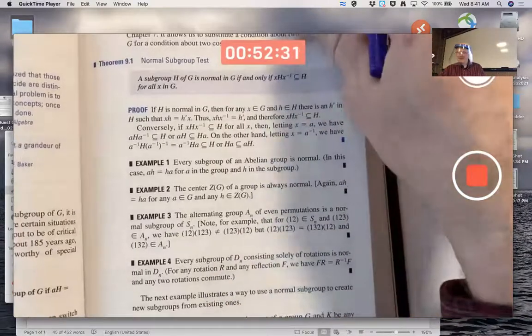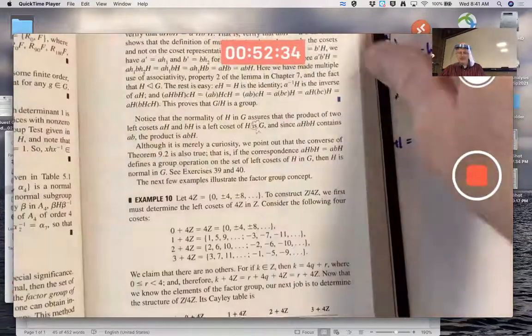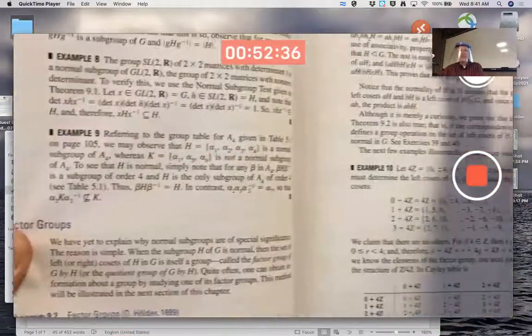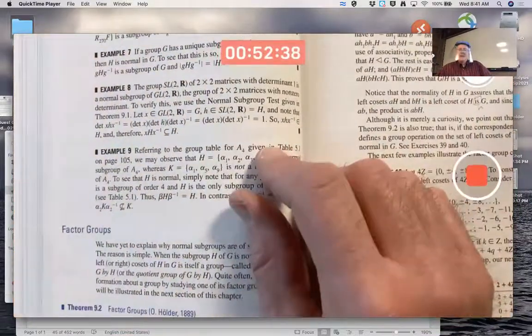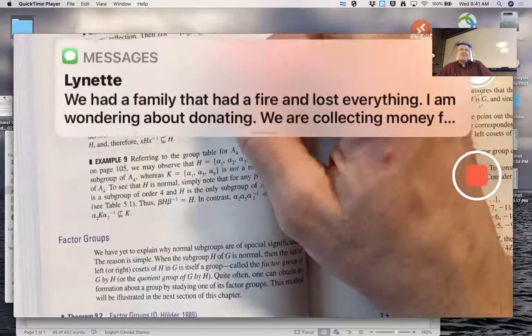One good example to think about is groups of matrices, the GL groups, and a certain subgroup called the SL.